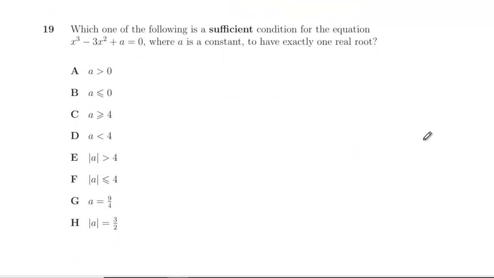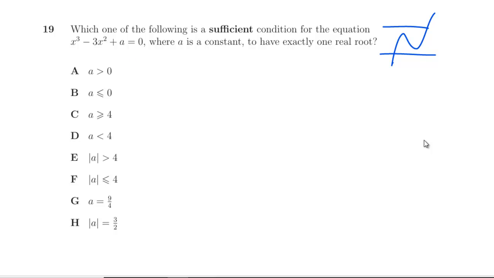Okay. Question 19. Which of the following is a sufficient condition for the equation, where a is a constant, to have exactly 1 real root? So positive cubic, 1 real root. So we either have to have the minimum below the x-axis, I mean the maximum below the x-axis, or the minimum above the x-axis. So what are we going to be doing with this?